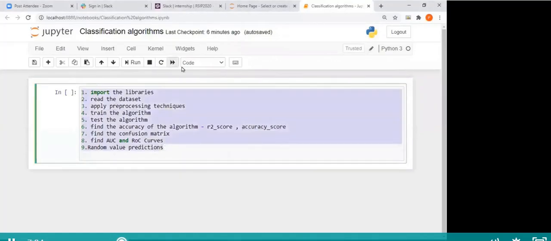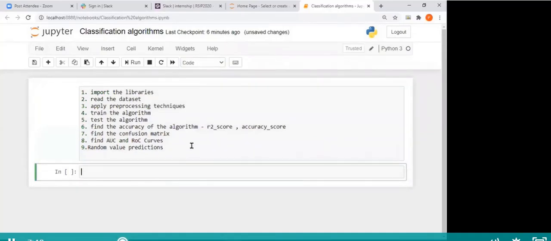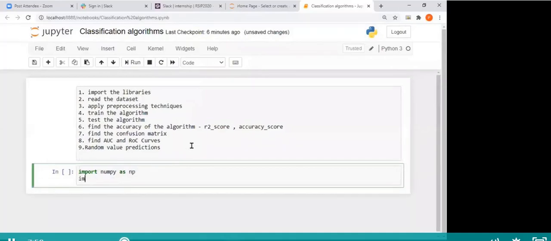All right, guys. These are the steps of a classification algorithm. Shall we start building, guys? First one, import numpy as np, import pandas as pd.